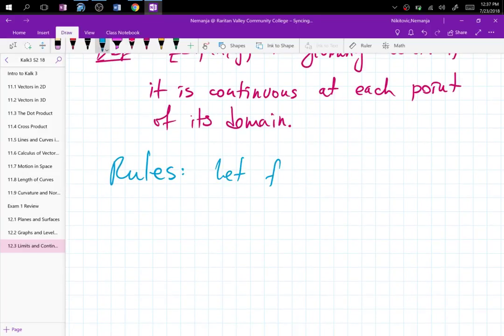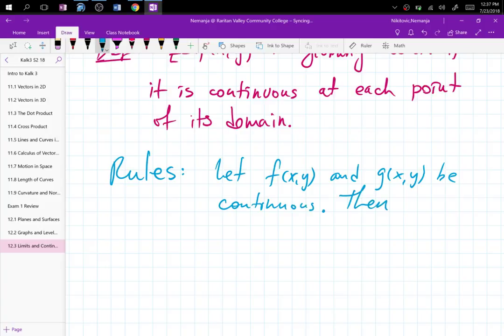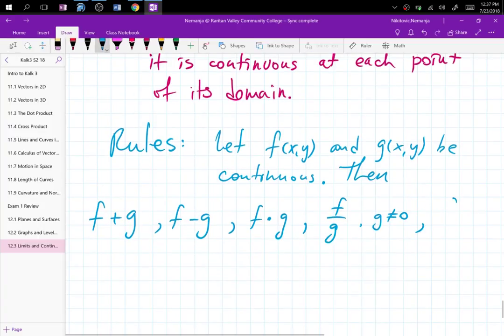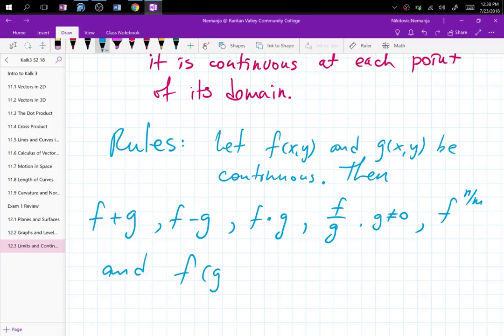Let f of x,y and g of x,y be continuous. Then f plus g, f minus g, f times g, f divided by g, as long as g is not 0, f squared, f to the n over m, so that takes care of all of them immediately. And here is the cool one, f composed with g, are all continuous.